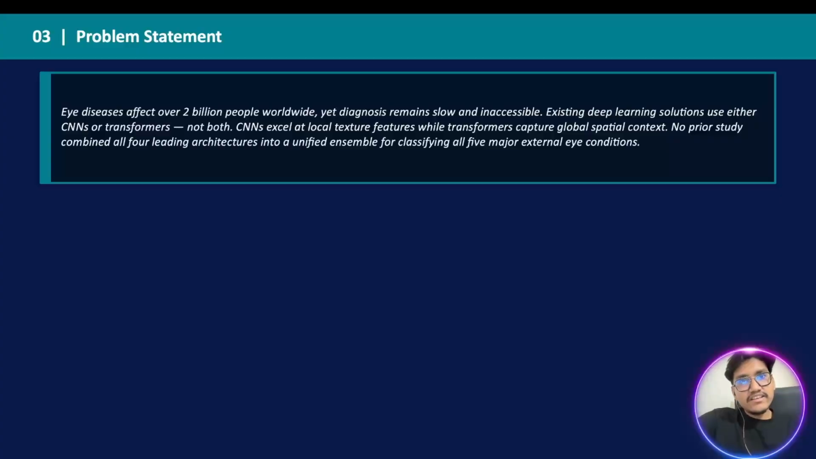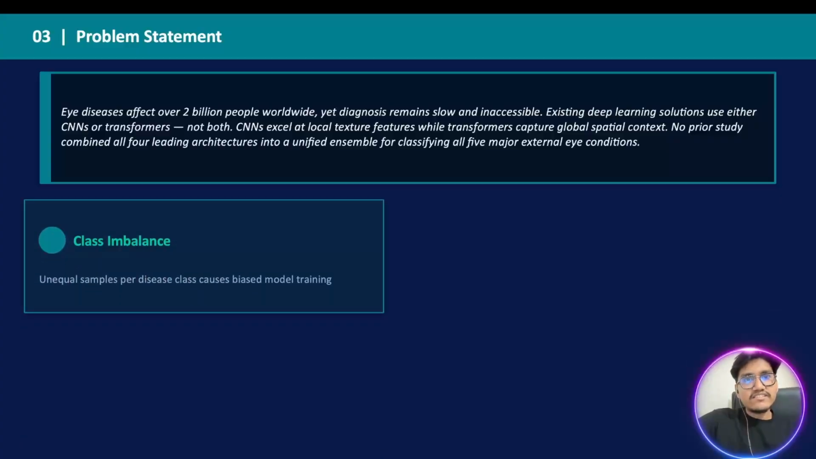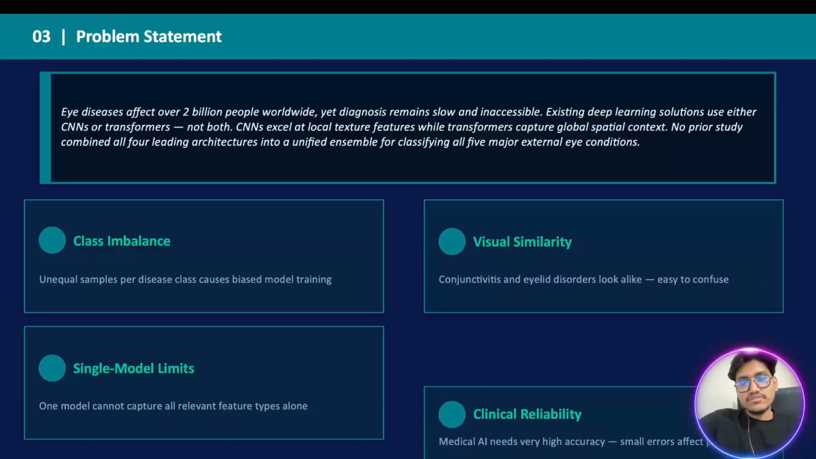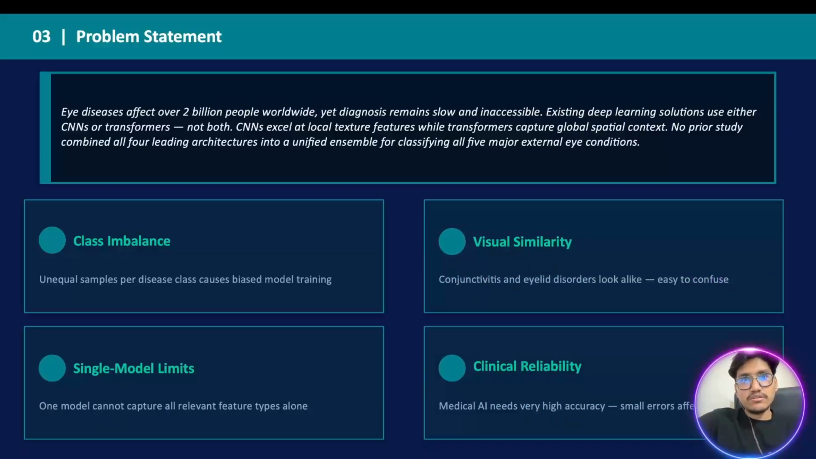Now let's break the problem down into four specific technical challenges: class imbalance, visual similarity, single model limitations, and clinical reliability. Let's talk about class imbalance. When the training data set has unequal numbers of samples for each disease category, the model ends up biased towards whichever class has more images. It learns to recognize the common classes well, but performs poorly on the rare ones. This is a fundamental problem in medical machine learning.